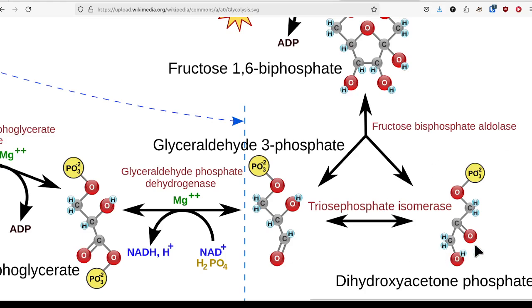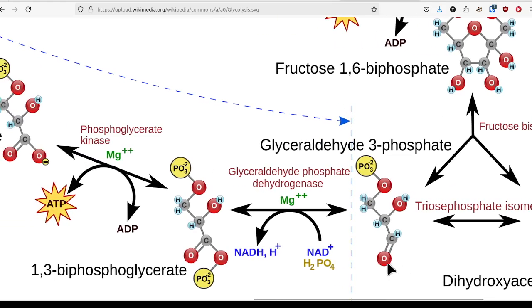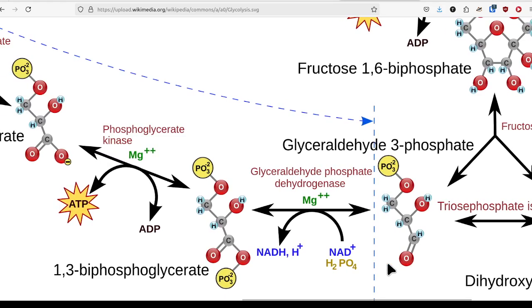Now here, dihydroxyacetone phosphate becomes glyceraldehyde 3-phosphate. We already counted the atoms. The connections are different. The double bond O is moved. This hydroxyl group has moved. This is an isomerase, as it's called there. Let's move over one. There's some clues.